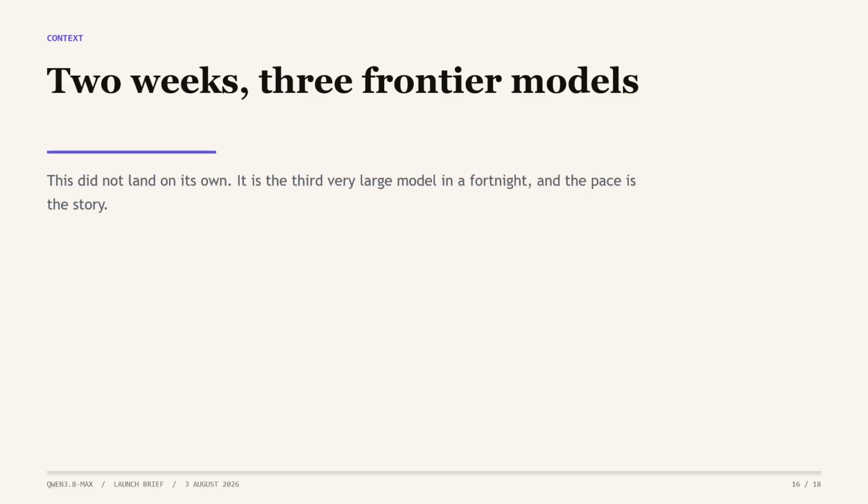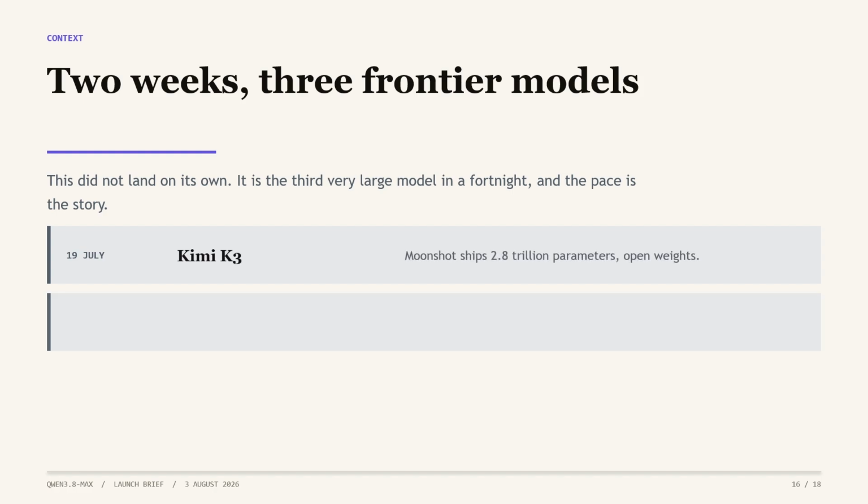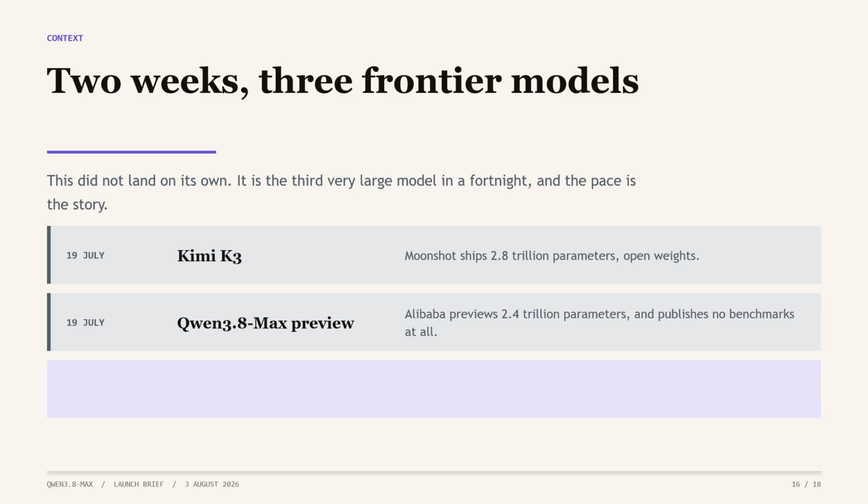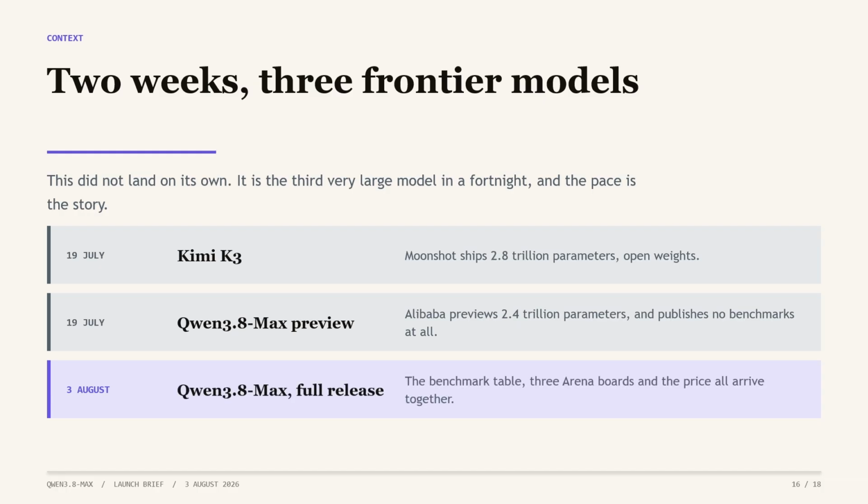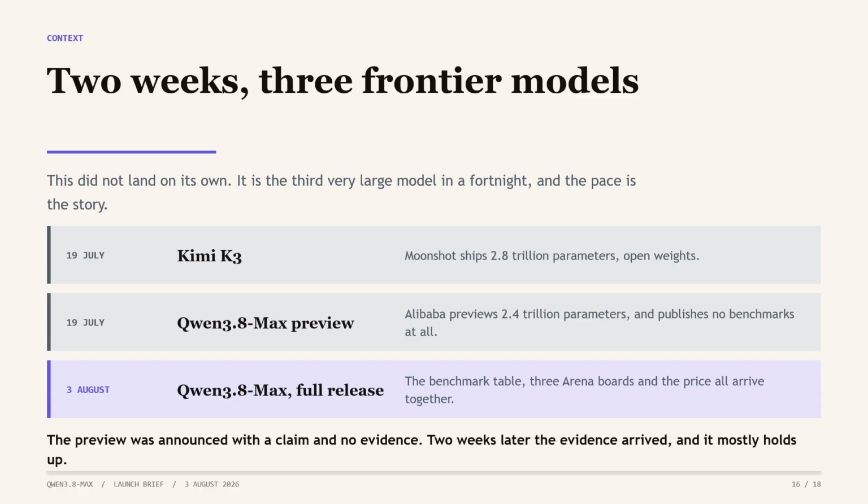This did not happen on its own. On the 19th of July, Moonshot released Kimi K3 at 2.8 trillion parameters with open weights. On the same day, Alibaba announced a Qwen3.8-Max preview, 2.4 trillion parameters and no benchmarks at all. And today, 2 weeks later, everything arrives at once. The benchmark table, three arena boards, and the price. That is the real story here. Two very large models from two Chinese labs, 2 weeks apart, both landing inside the top group. The gap between the leaders and everyone else is closing faster than most people expected.